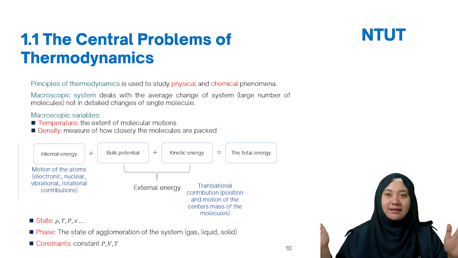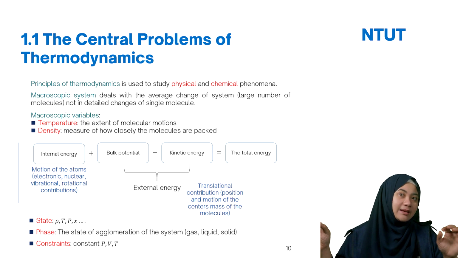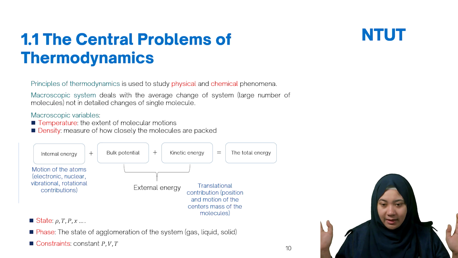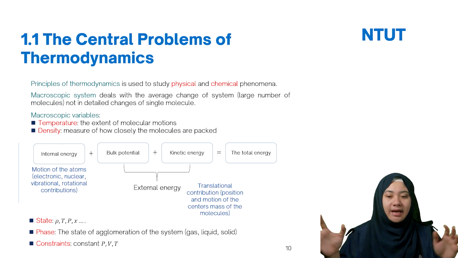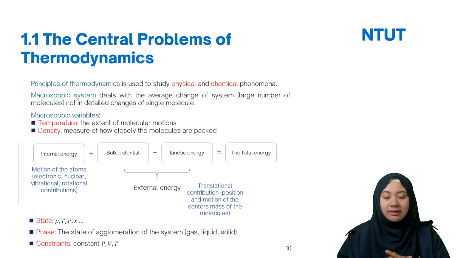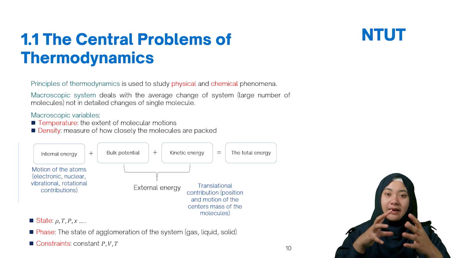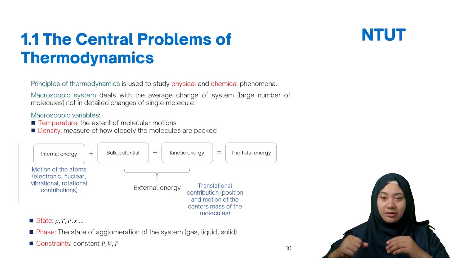Because the velocity is quite fast and the molecules are very small, we cannot see them with our eyes. If you look at each of the gas molecules, they are random everywhere. So they have motion in each of the atoms: electronic, nuclear, vibration, and rotation. The molecule itself can rotate or vibrate, and touch its neighbor.